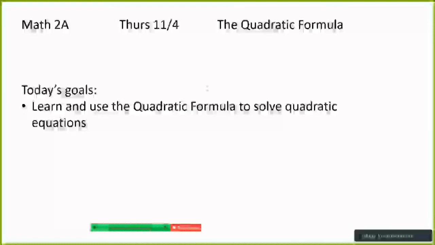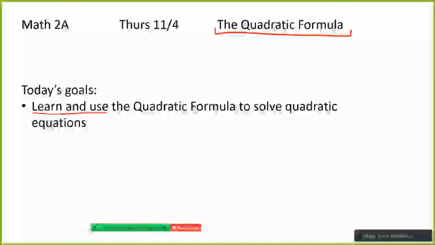We are going to learn our last new way to solve for quadratic solutions, okay? So today, this lesson is called the quadratic formula. Maybe you guys have seen this before. Maybe you've heard of it before. Maybe not. Maybe it's totally new. Probably new to you. I'm not sure. Anyways, our goal: learn and use the quadratic formula to solve quadratic equations. It's our last new way.